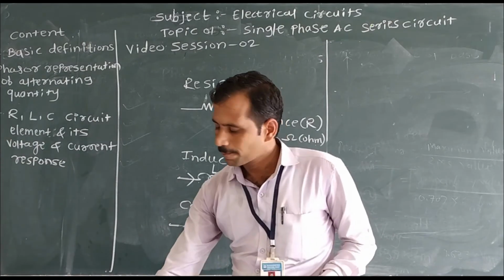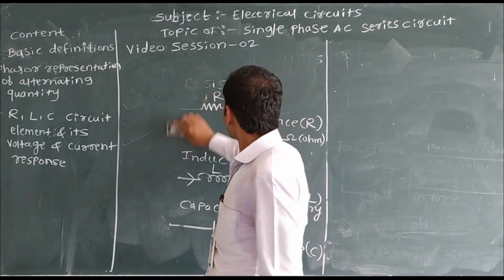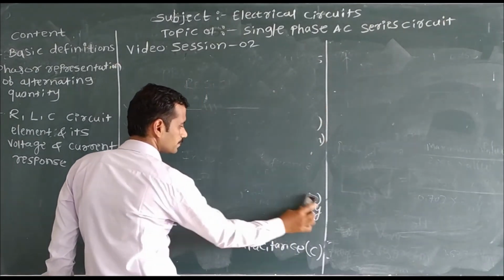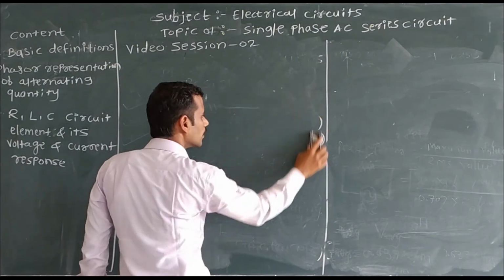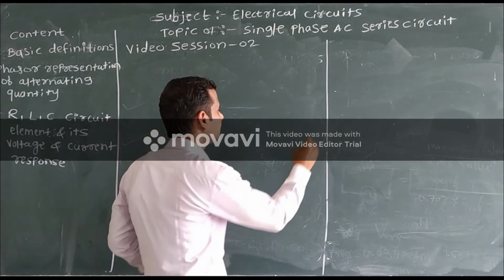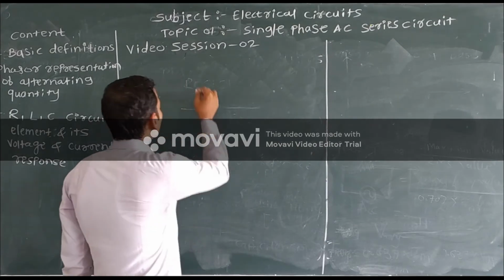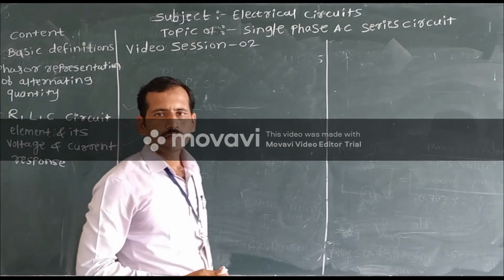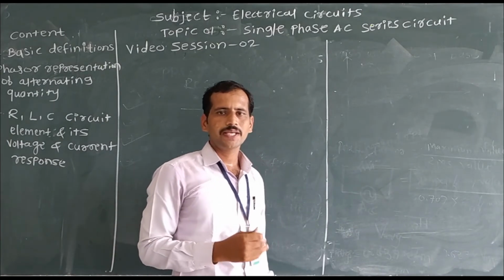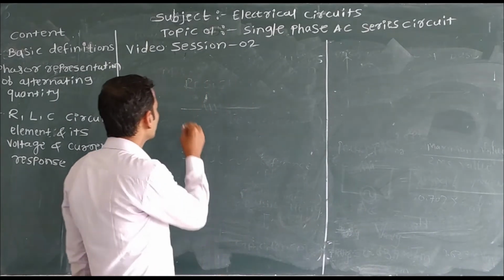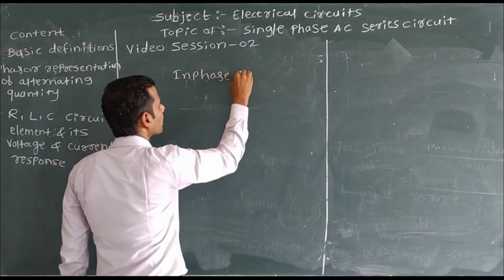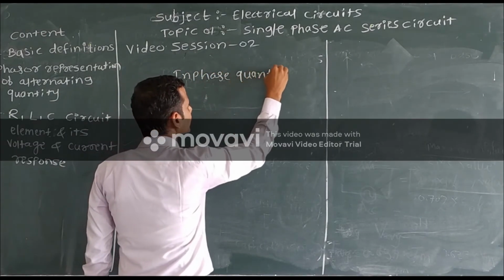Next we will see AC through pure resistor. Before going to see AC through pure resistor, we will see some basics of in phase quantity, out of phase quantity, lagging quantity, leading quantity. First we will see in phase quantity.